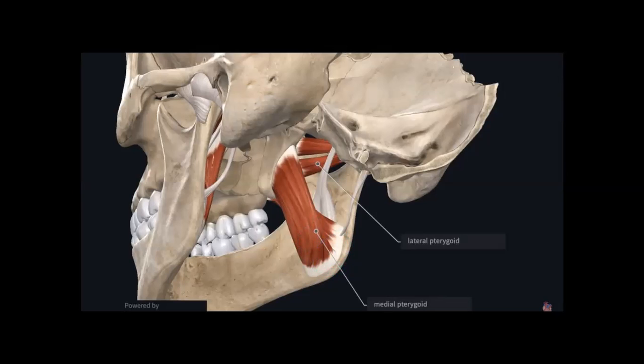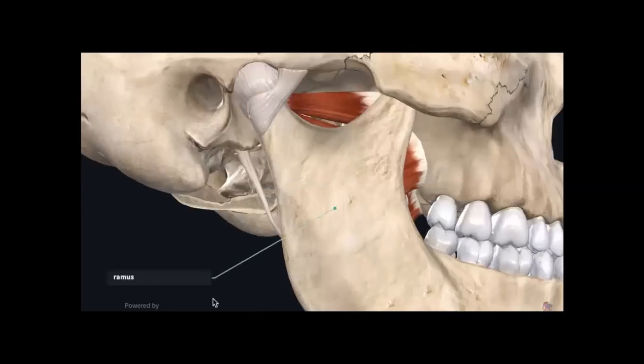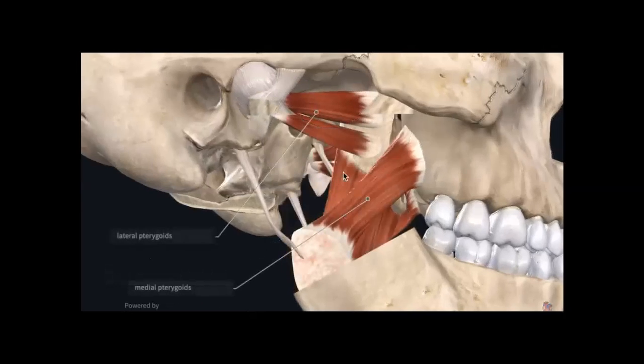The lateral pterygoid is best seen on a lateral view of the model. So to see the pterygoids, we must first remove the ramus of the mandible here. So now with the ramus removed, we can see the superficial head of the medial pterygoid muscle. Up here, we can see the lateral pterygoid muscles with a superior head and an inferior head here.